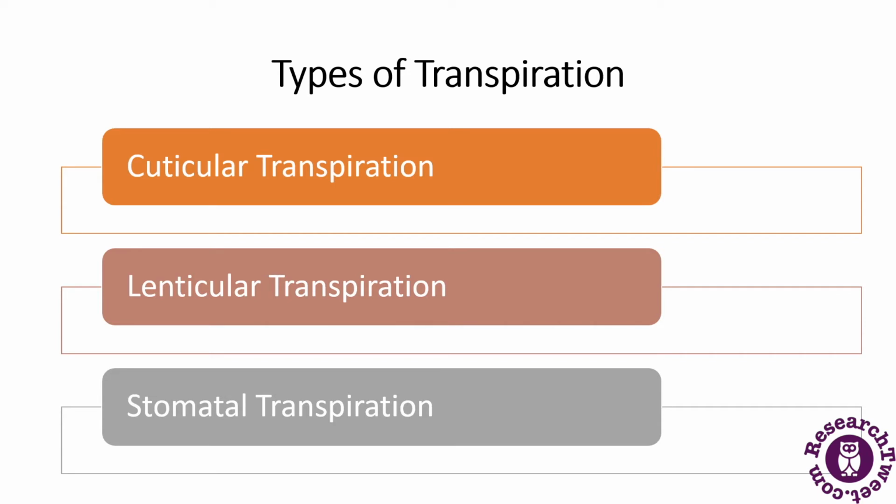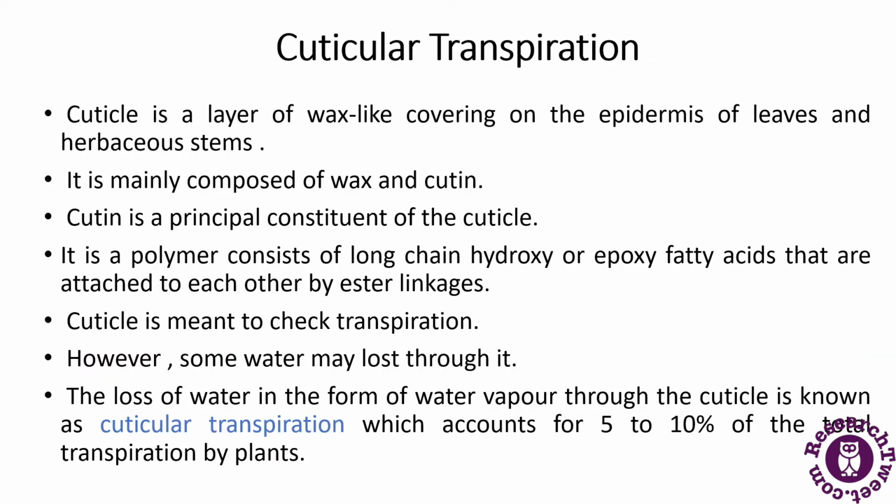As I have discussed, there are three types of transpiration: cuticular transpiration, lenticular transpiration and stomatal transpiration. We will be discussing each of these in detail. Let's start with the first, cuticular transpiration. The cuticle is a wax-like covering layer on the epidermis of the leaves and herbaceous stems. It is mainly composed of wax and cutin. Cutin is the principal constituent of the cuticle.